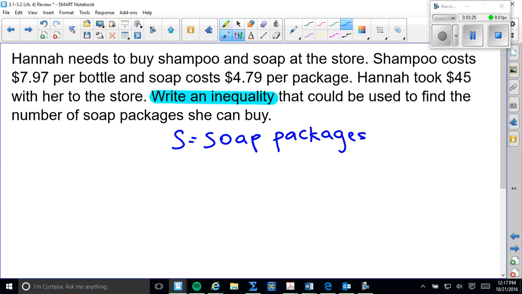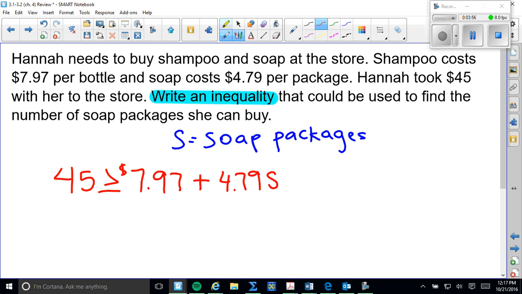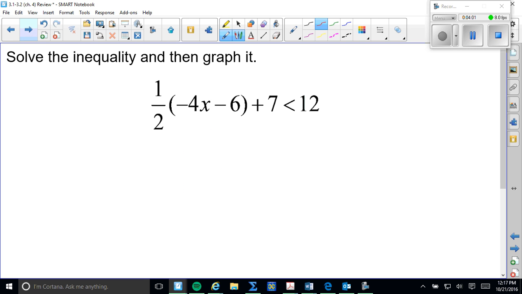So hopefully you remember from what we've learned previously in class that the maximum amount she could spend is $45 because that's how much she took. So that is our maximum value. However, she could spend that $45, which is why 45 is greater than or equal to the amount she could spend. We know we're trying to find the inequality based on the number of soap packages, so we just have to have one shampoo bottle. Okay? So $7.97 plus $4.79S for the soap packages. And there is your inequality. Hopefully you found the same one.